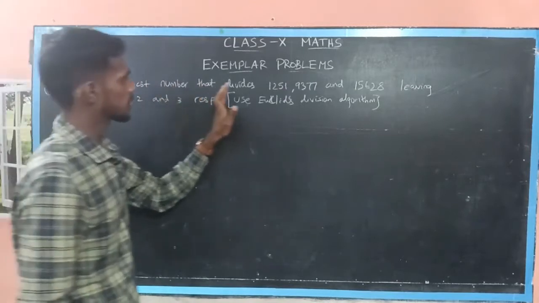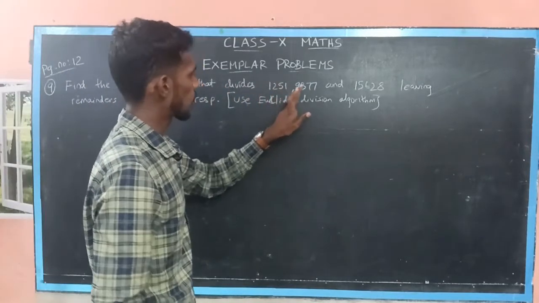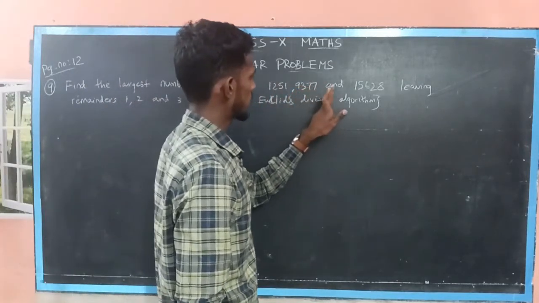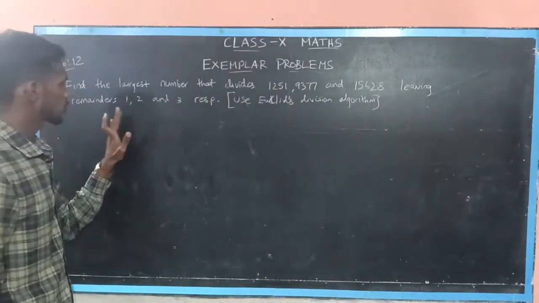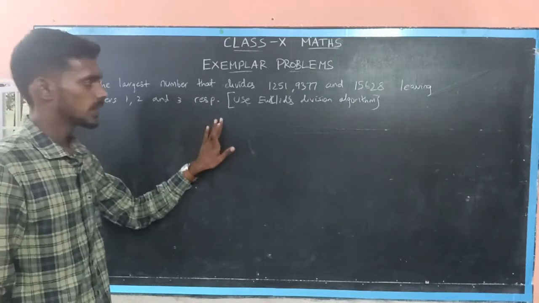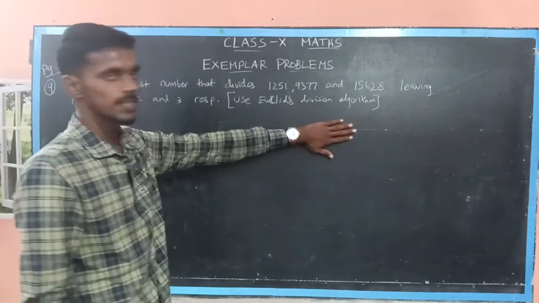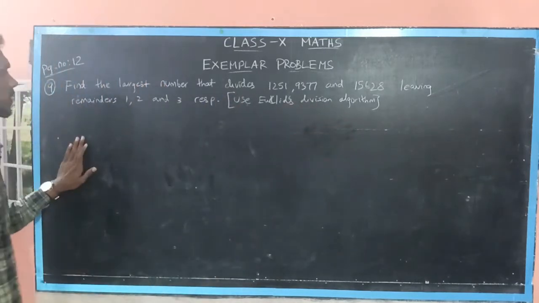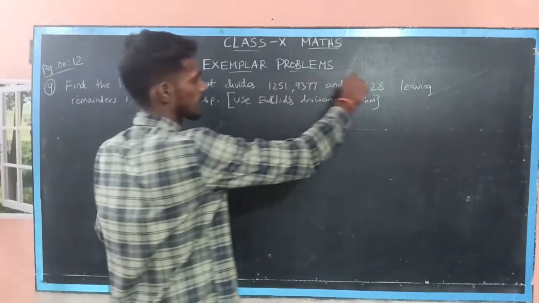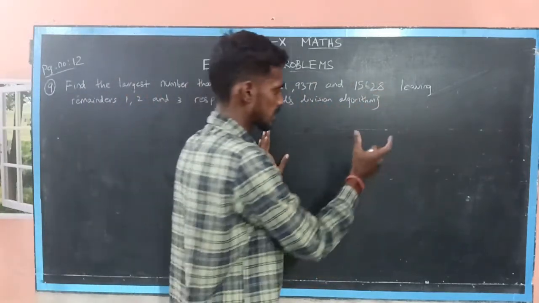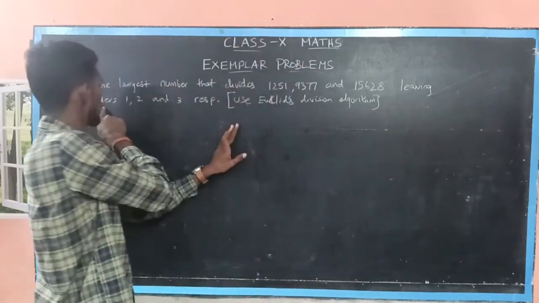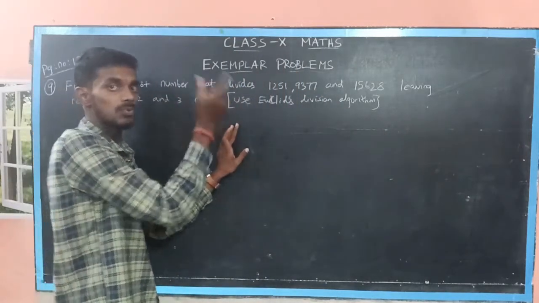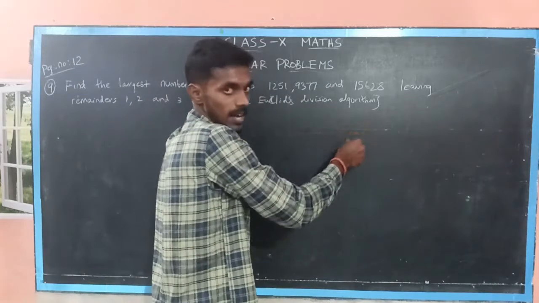Find the largest number that divides 1251, 9377 and 15628, leaving the remainders 1, 2 and 3 respectively. So, I have to solve this using Euclid's division algorithm. See here, these numbers are getting divided by some common number, so it leaves the remainder 1, 2, 3. We have to find that divisor, the highest common.